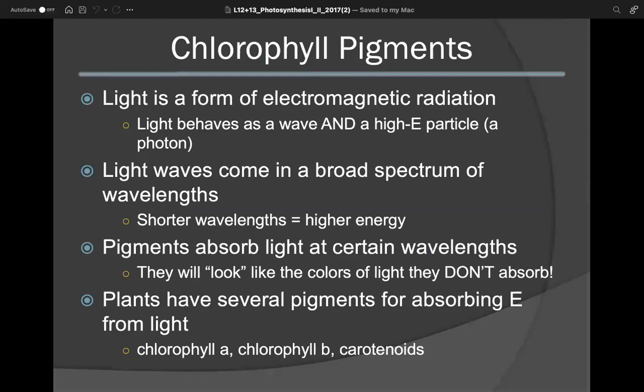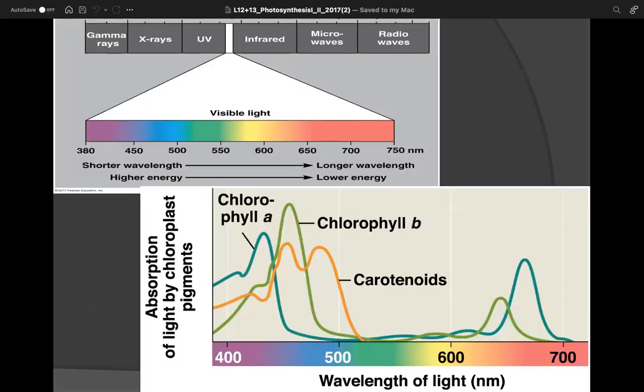So we talked about chlorophyll pigments and their purpose, the way they work. Light is a form of electromagnetic energy. We talked about the electromagnetic spectrum, and about shorter wavelengths having higher energy. So our blue and purple wavelengths are more high energy than our red wavelengths. Pigments absorb certain wavelengths and they look like the color that they do not absorb, which is why we see green. And we talked about the 3 different pigments plants have for absorbing energy from light.